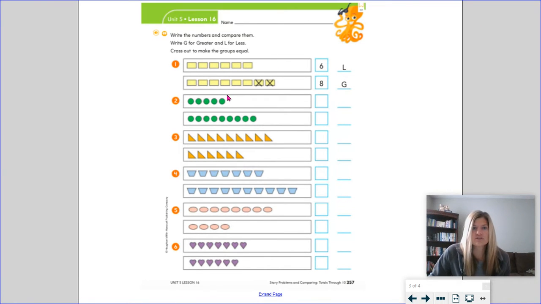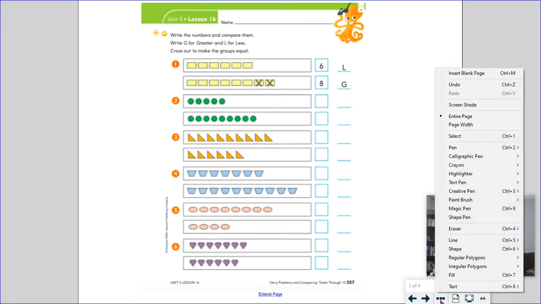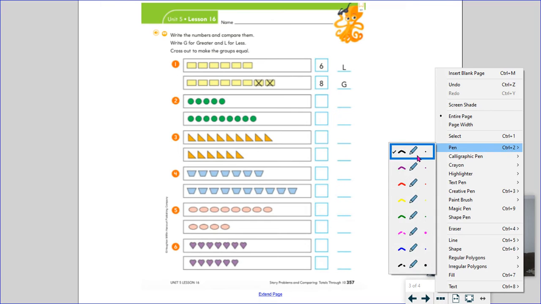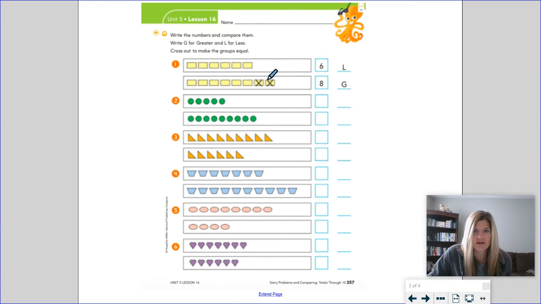So boys and girls, if we looked at this first problem, the first thing they did is they counted the top rectangles, then they wrote the number, then they counted the bottom rectangles and wrote the number. And then they put which one was less and which one was greater. And if we look at the picture, we know that there are less rectangles on the top than the bottom. So we put an L and a G.